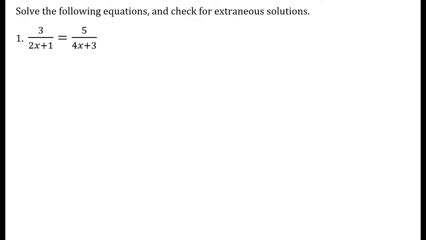Solve the following equations and check for extraneous solutions. So when we solve rational equations, the first thing that we need to do is figure out what values of x do we need to exclude. So we set each denominator equal to 0.